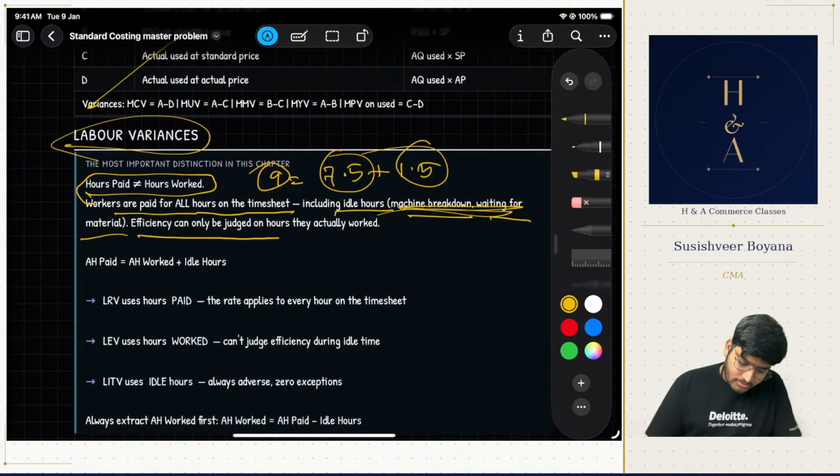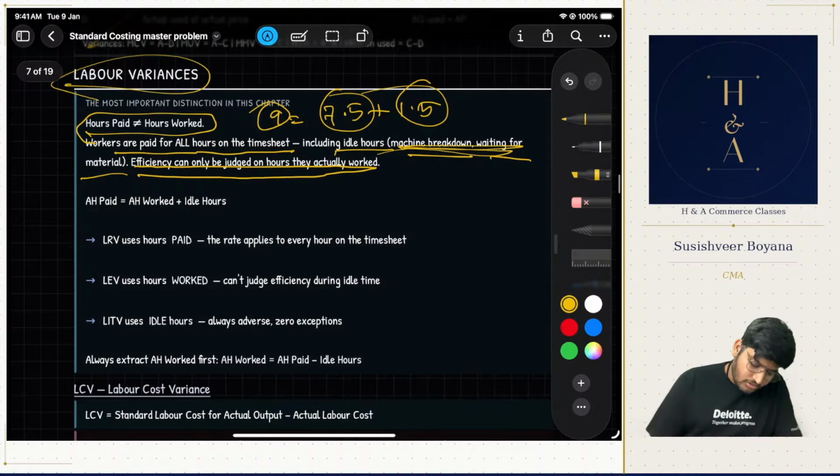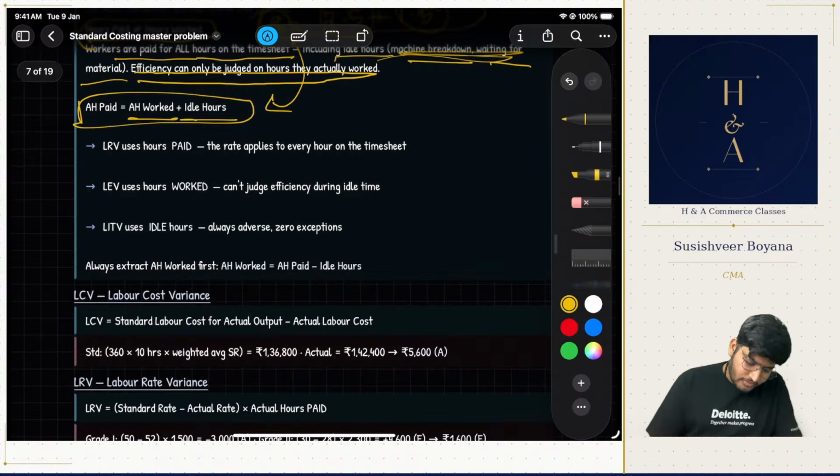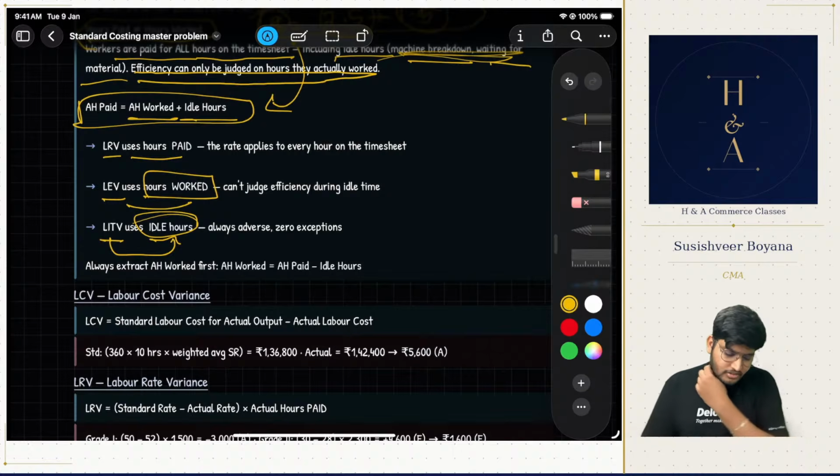Efficiency can only be judged by the number of hours they actually worked. So actual hours paid equals actual hours worked plus idle time. This is the crux. We already got to it. Rate variance uses paid hours. Efficiency uses hours worked. And idle time variance obviously uses idle hours.